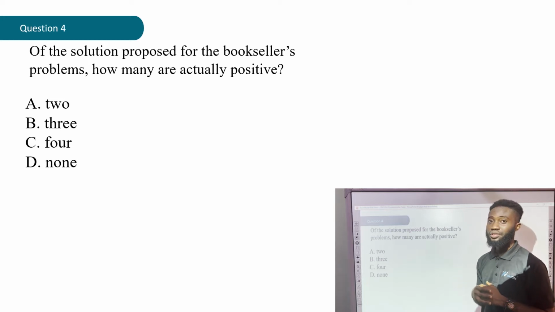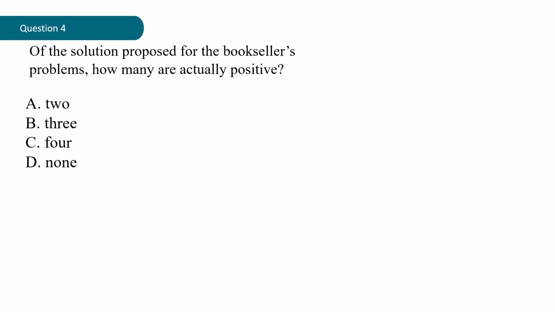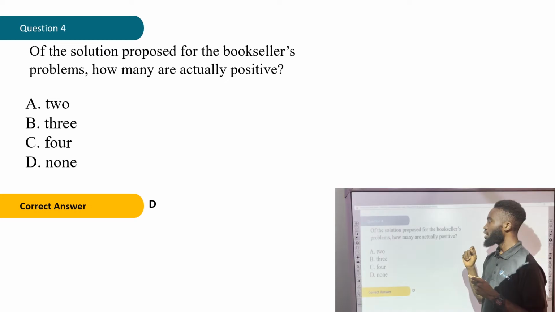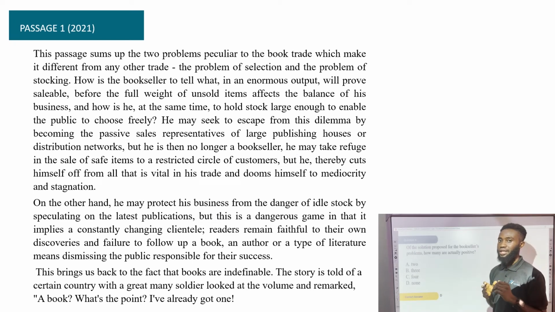Our previous question will help us in answering this. Let's check out the answer. Our correct answer then is option D. None were positive. Going through the first and second paragraphs, we get to find out these solutions to the bookseller's problems. But there is this use of buts. The conjunction but contradicts the options to the solutions. So that will tell us then that there are no positives to the solutions offered by the writer. Let's go to the next question.